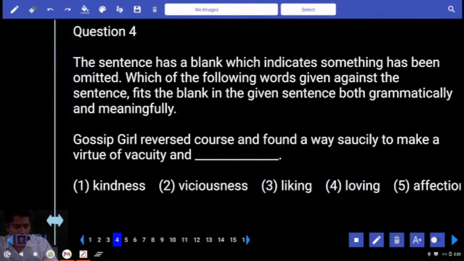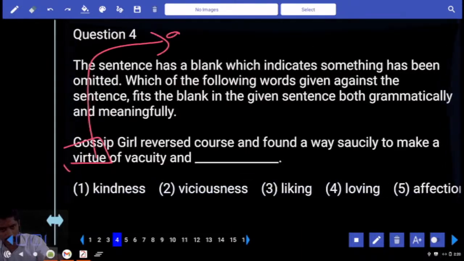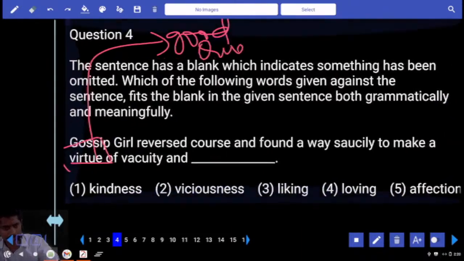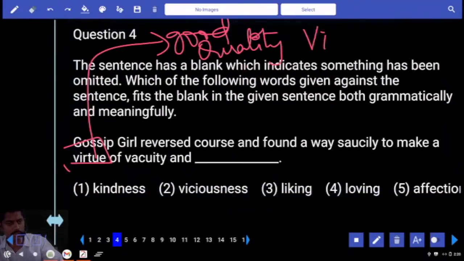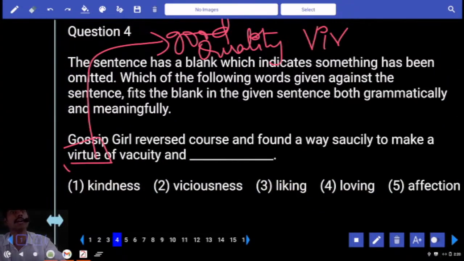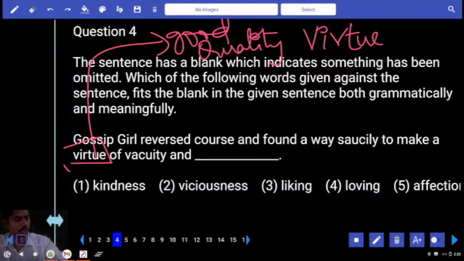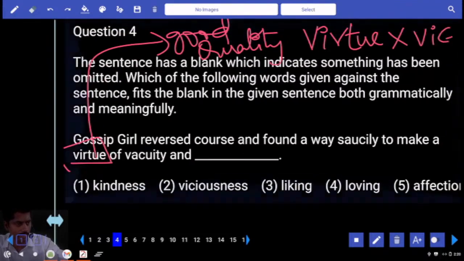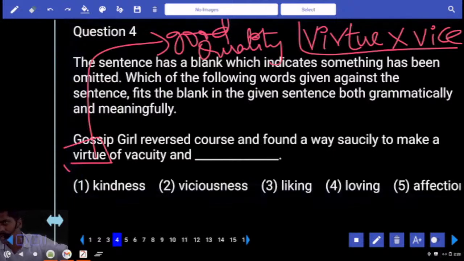Gossip girl reversed the course and found a way saucily to make virtue of vacuity and dash. Virtue means good qualities. Virtue's opposite is vice. Virtue is a good quality, a good habit. The opposite is a bad quality, a bad habit, vice. This vice is different from vice president. If you have virtues, you may have vices also. Smoking is the only vice he has. It means the only bad habit he has.